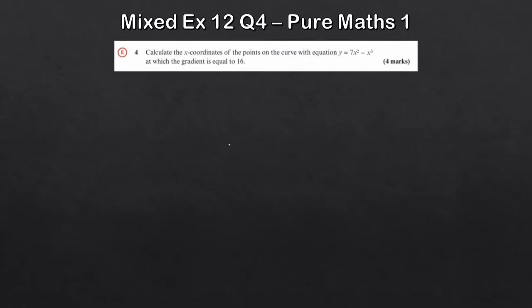So again from the textbook, we've got mixed exercise 12 question 4. We're given an equation, y is equal to 7x squared minus x cubed. And it asks us to calculate the x coordinates of the points on the curve with this equation at which the gradient is equal to 16. So when the gradient is equal to a value, remember that gradient is given by our differential, dy by dx. So in this case, we need to differentiate and set it equal to 16.